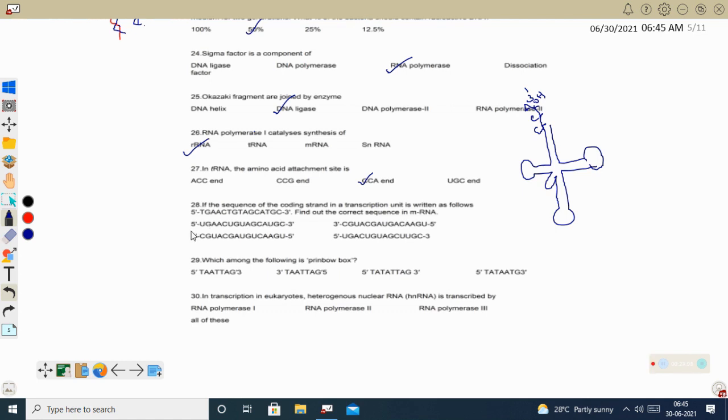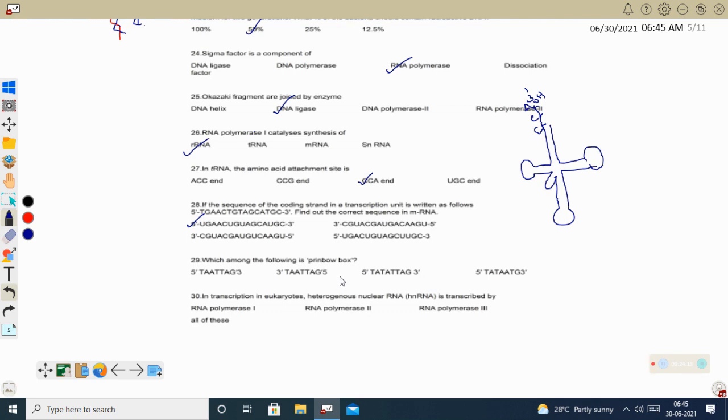UGAA, CUGUAGCAUGC. So here the correct option is the first one. It is having the same strand. Next one, which among the following is Pribnow box? Pribnow box is the promoter site. Promoter site, it is TATAAT. That is the promoter site.